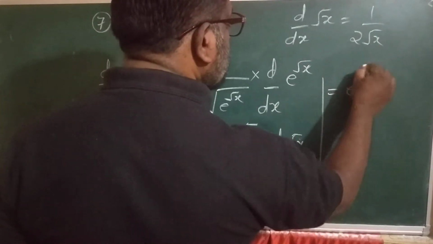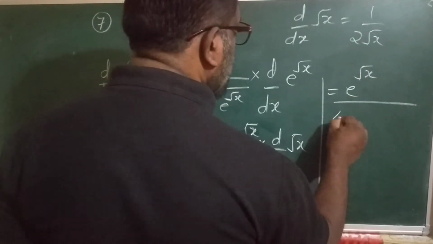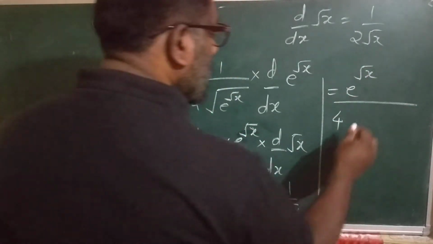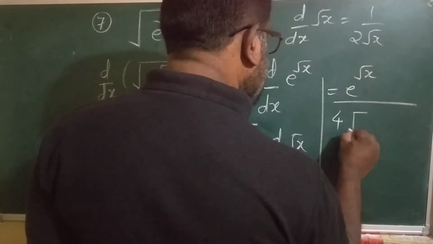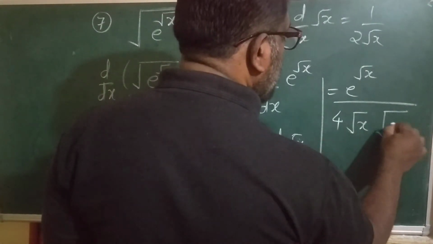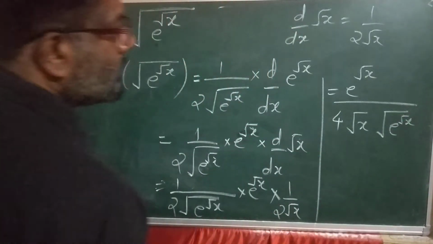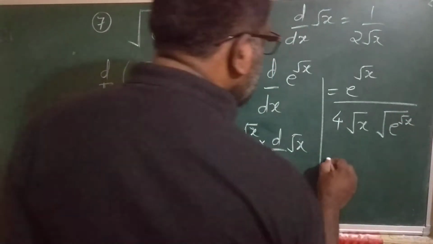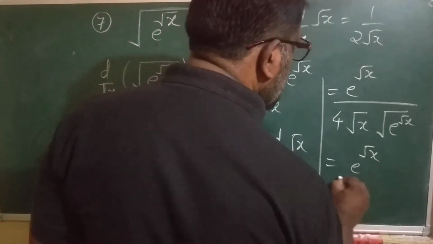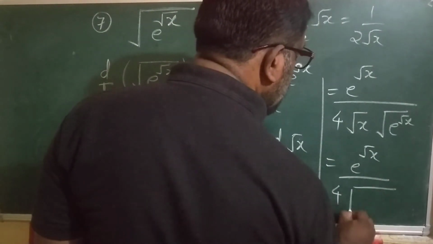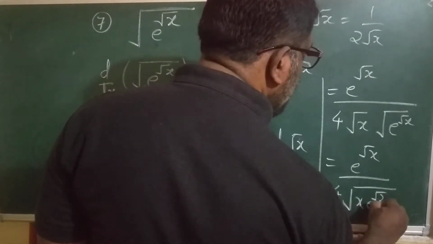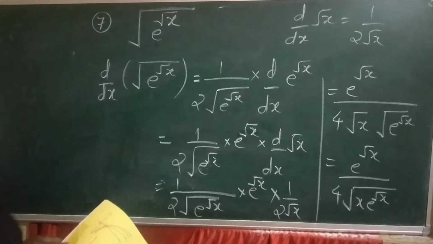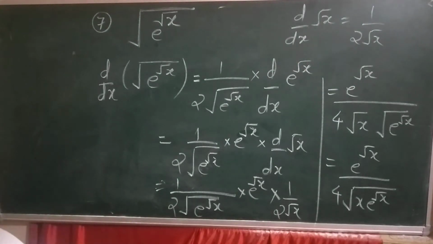So finally we can write e to the power root x upon 2 into 2, 4 root x into e to the power root x, or we can write e to the power root x upon 4 root x into e to the power root x. This is our final answer.